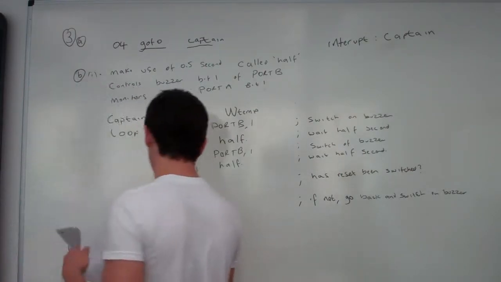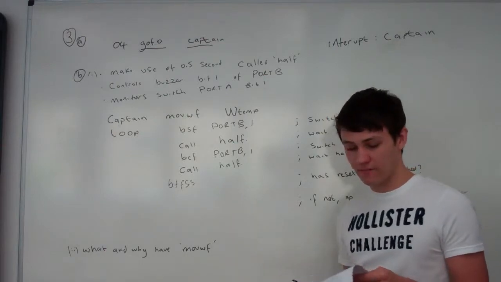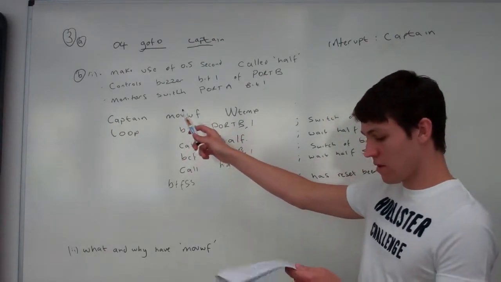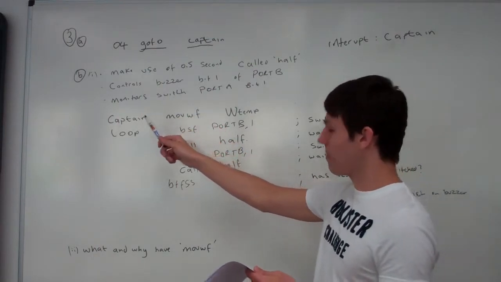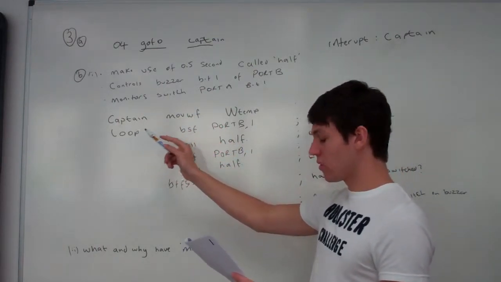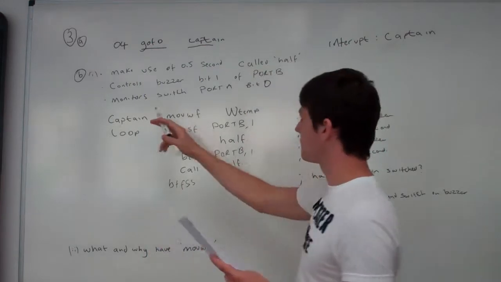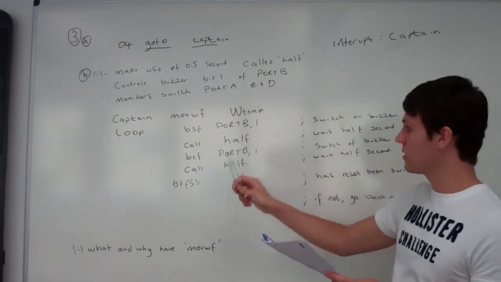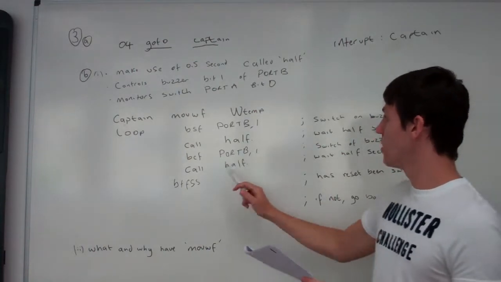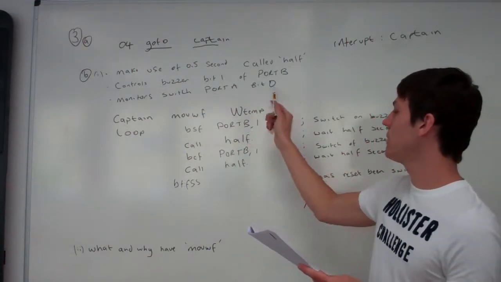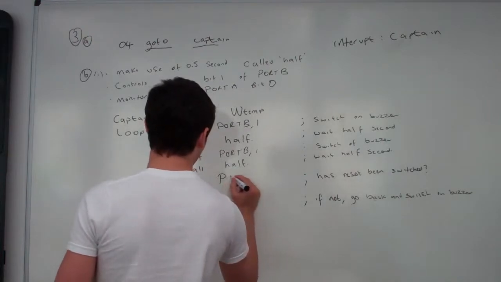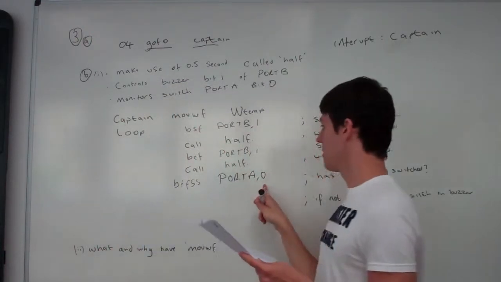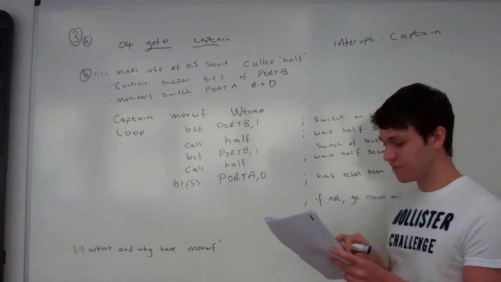skip if set. Bit test file, skip if set. So we want to check, has the reset been switched? The reset, we said before, is port A, bit 0. So we're going to ask, has port A, bit 0 been pressed? So bit test file, port A, bit 0. So port A, bit 0 has been pressed, alright?